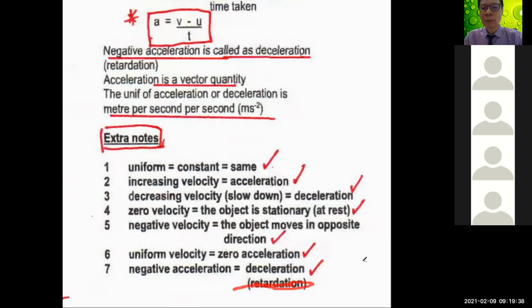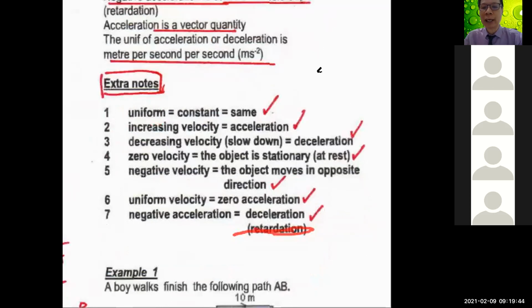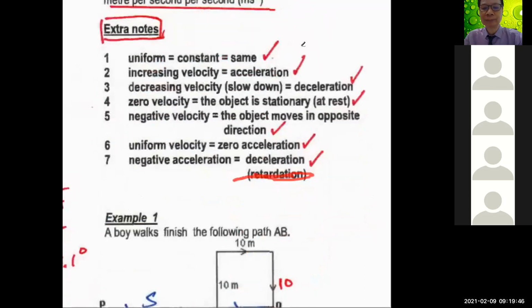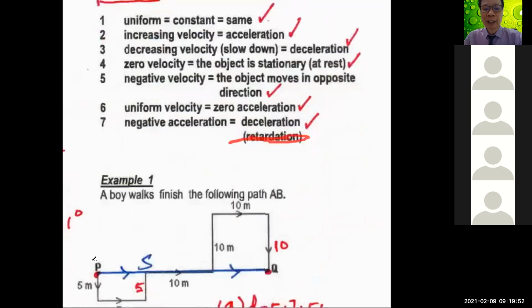All right, now look at example 1. I give you 3 minutes to answer the question. Please do it now. Follow the diagram and answer. Moving from here, 5 meter, 7 meter, 5 meter, 10 meter, 10 meter, 10 meter, 10 meter, finally reach here. Find the total distance and also the displacement. Do it now.